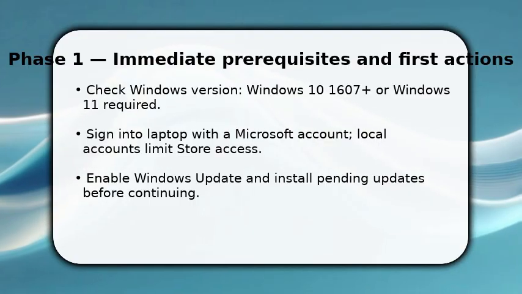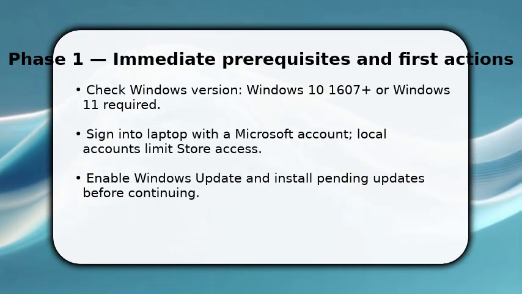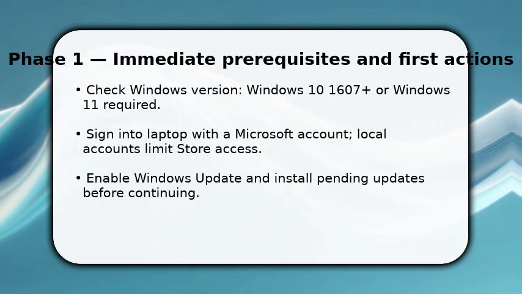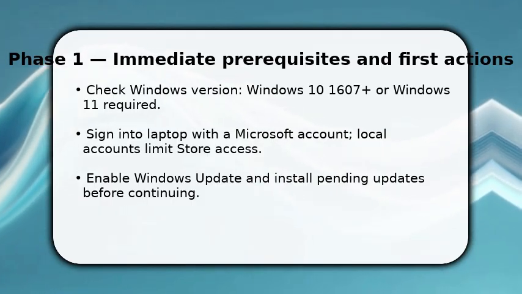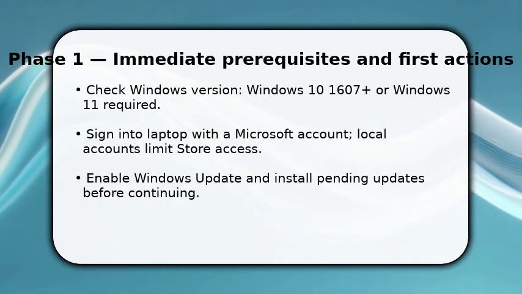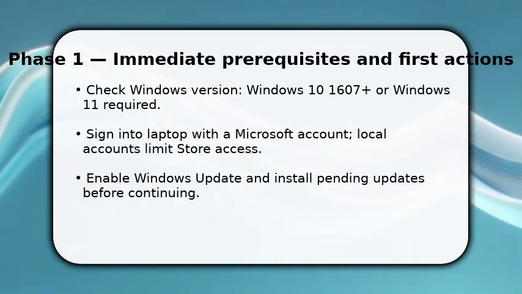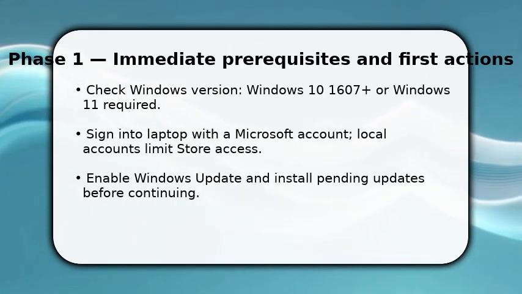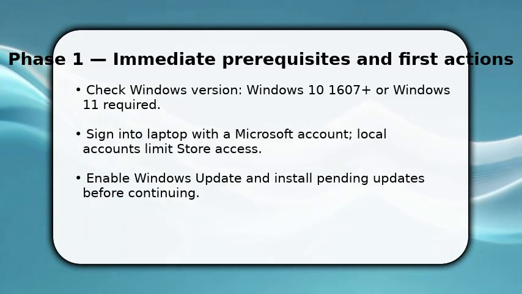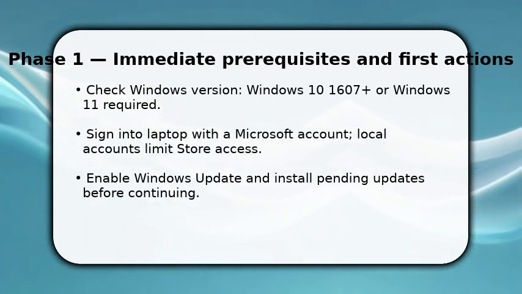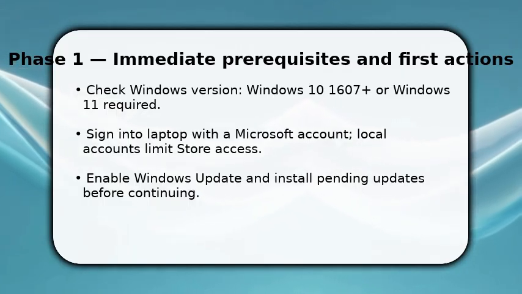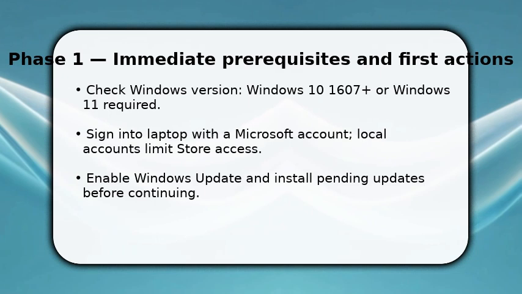You'll start by confirming the essentials. Check that your laptop runs Windows 10, build 1607 or later, or Windows 11, and sign in with a Microsoft account so the store can link to your profile. Once done, open Settings and run Windows Update. Make sure pending updates install. Now, restart if asked. This clears partial installs and prepares the system. After reboot, you're ready to try opening the Microsoft Store app or follow the reinstall steps in the next slide.